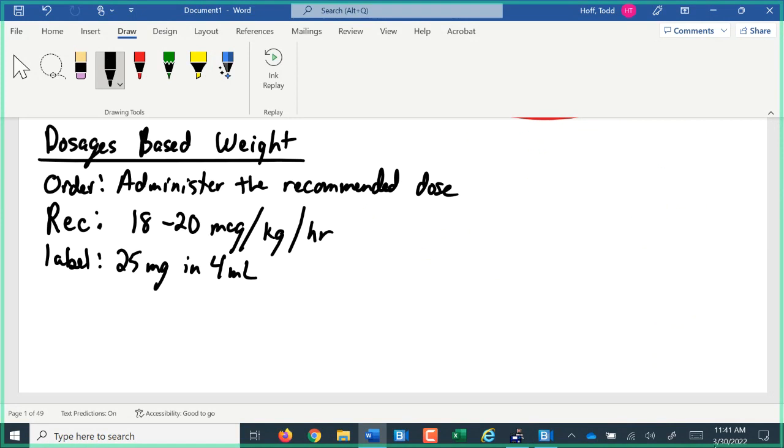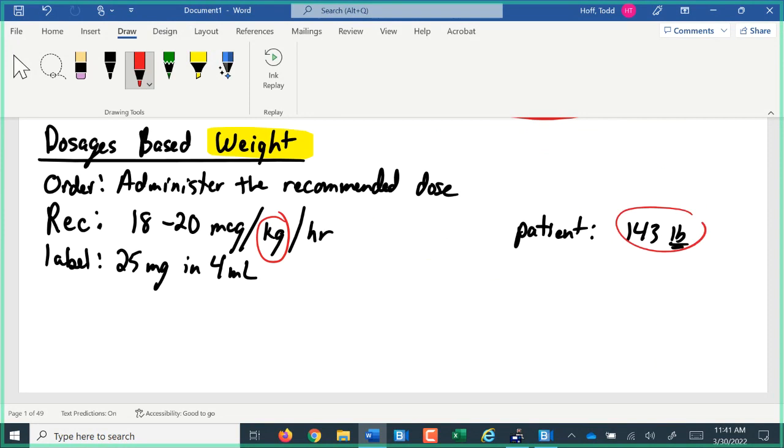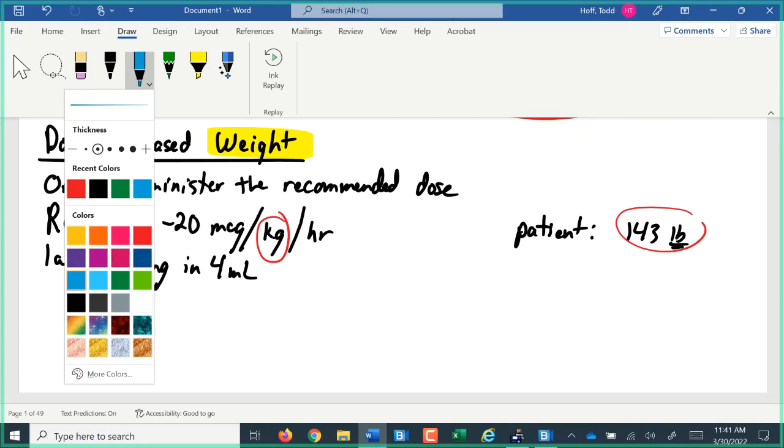Now we still need to know something about our patient here because it is dosage based on weight. We need to know the patient's weight. So our patient here has a weight of 143 pounds. So the first thing we'll notice here is our recommendation is given in an amount per kilogram. Our patient's weight is given in pounds. So to rectify that, we have to convert the pounds into kilograms.